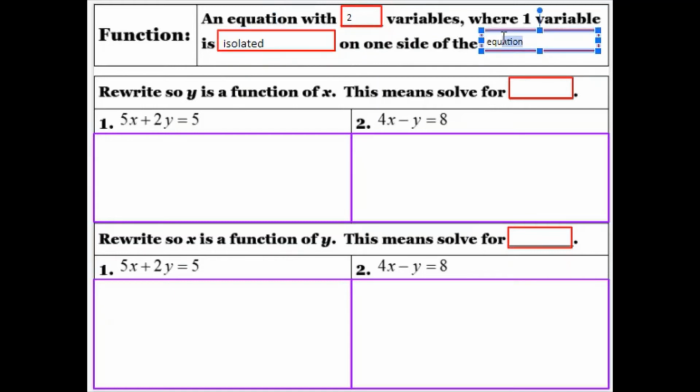And we are also going to be spending a whole unit next unit talking about functions, but for now that's enough. So first we're going to rewrite so y is a function of x. This means we're going to solve for y. Essentially, when it says this sentence, you're going to rewrite so that first variable is what it equals. And then when we get to the second set, it says rewrite so x is a function of y. This means you will be solving for x. So again, whatever that first variable is, that's what you're solving for. Let's go ahead and do those 4 problems.